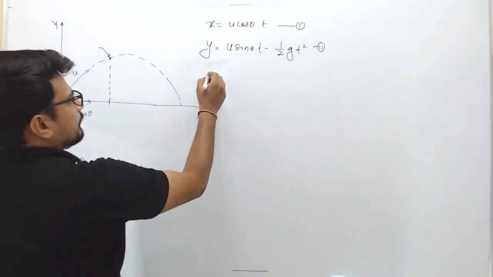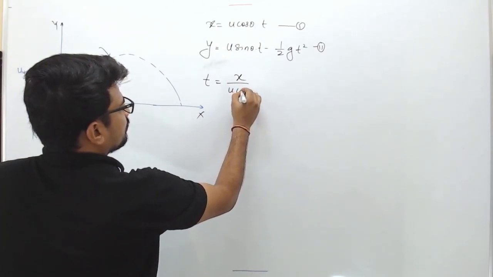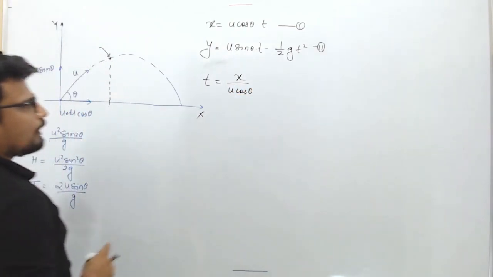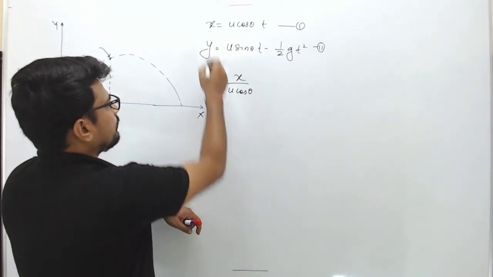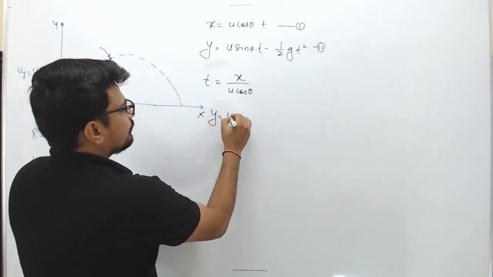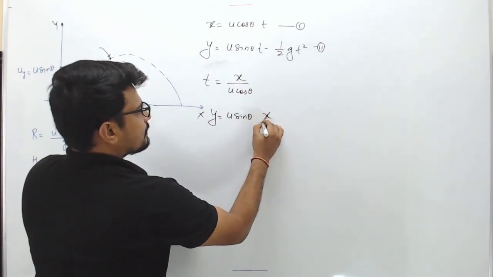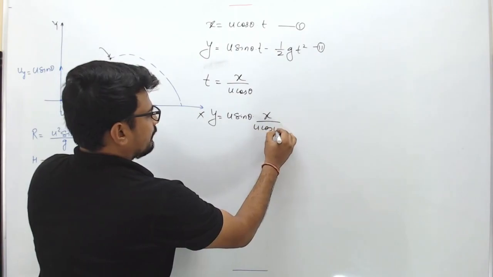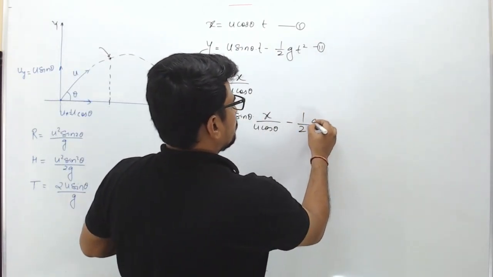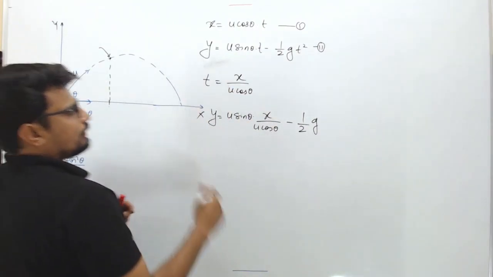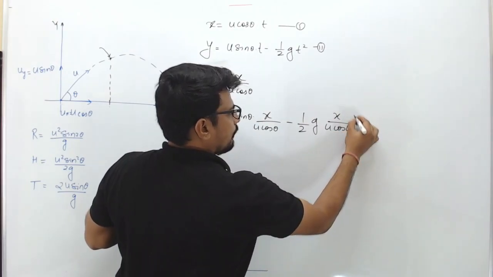So from equation 1, can I say t is going to be x upon u cos theta. Let us substitute this in the second equation of y. So y should be u sine theta, t is going to be x upon u cos theta, negative, here we'll be having 1 upon 2 g, t already we know is x upon u cos theta, so x upon u cos theta whole square.